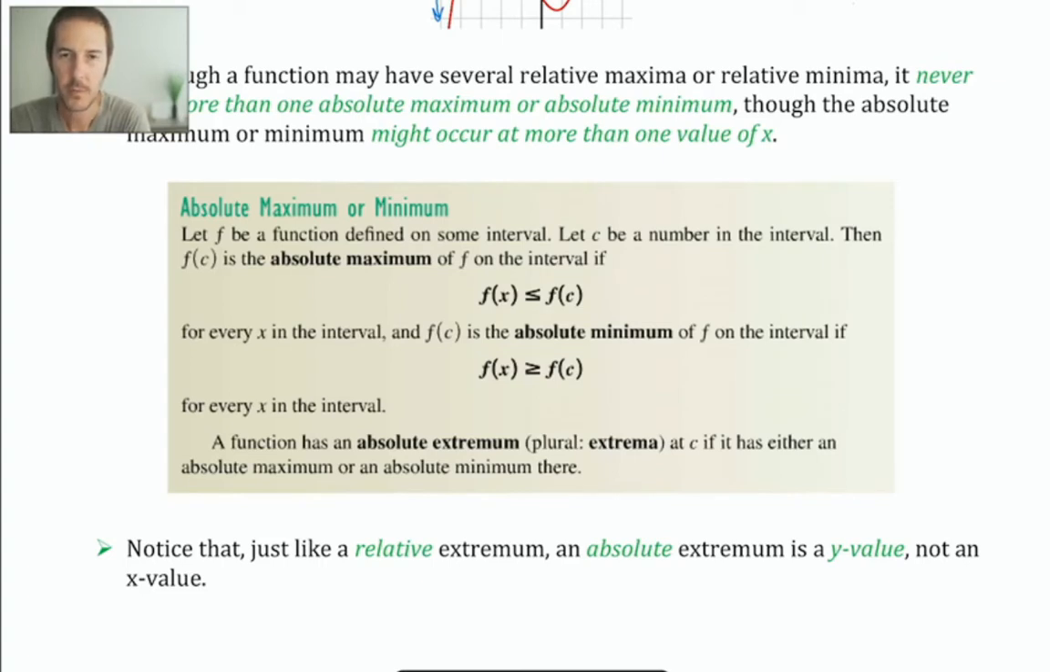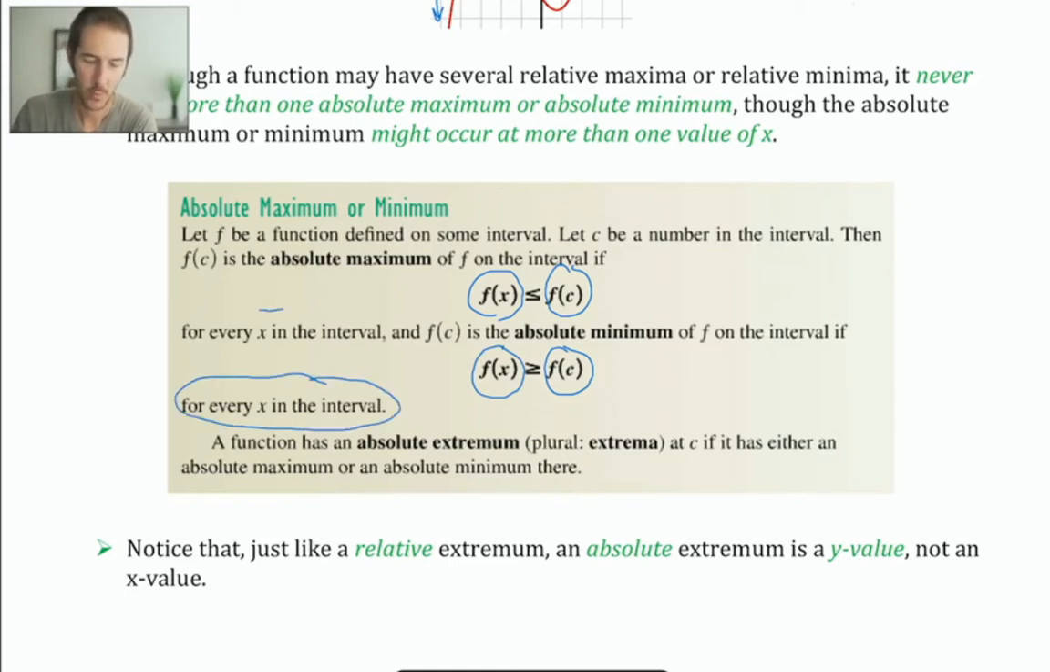So an absolute maximum happens if at some particular x value c, f of c, which is a y value, is larger than all the rest of the y values. And it's a minimum if f of c, which is a y value, is less than or equal to all the rest of the y values, for every x in a particular interval. Now we're not always going to be restricting the interval. Sometimes yes, sometimes no.